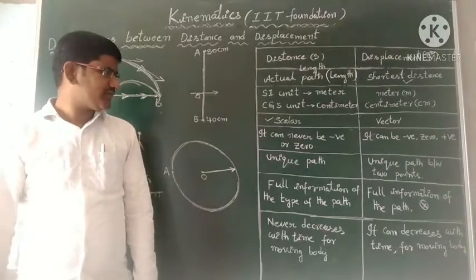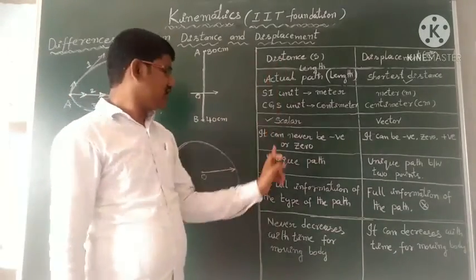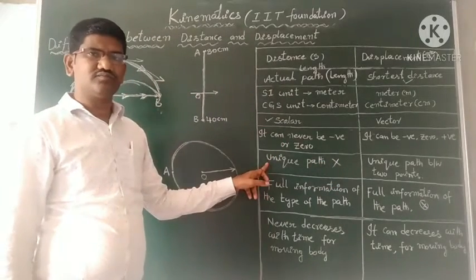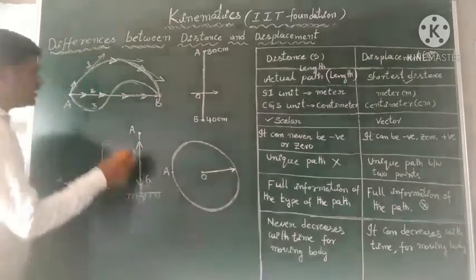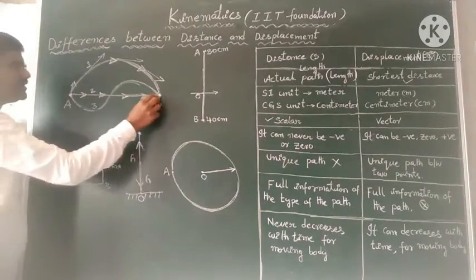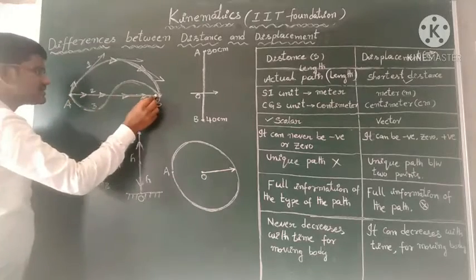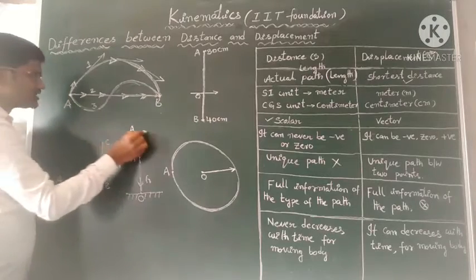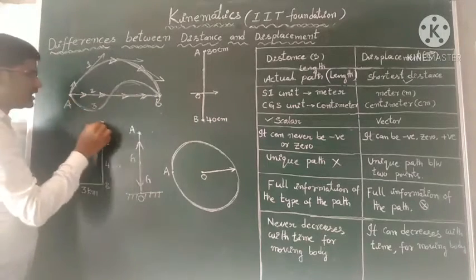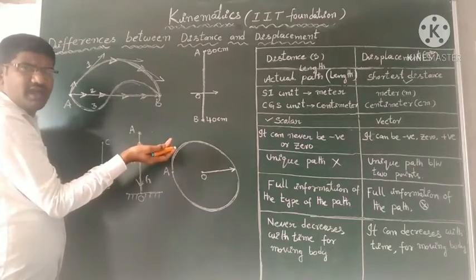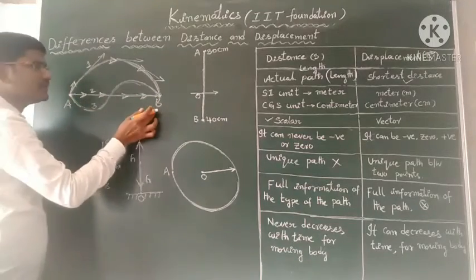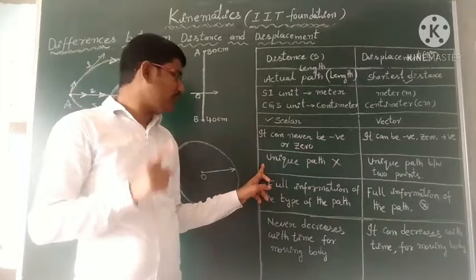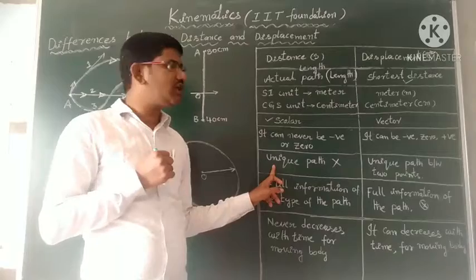And see, students, distance is not a unique path. Distance between 2 points is not a unique path. From A to B, I can go like this, I can go like this, or I can start here and go like this. In any manner, we can go from A to B. That's why it's not a unique path. It's not a single path. Unique means single.